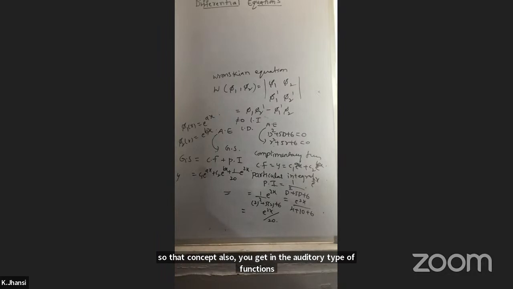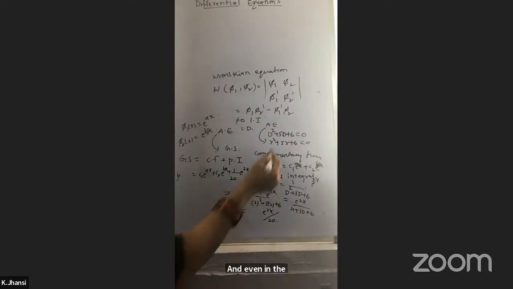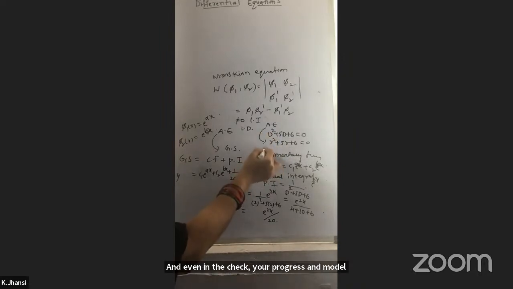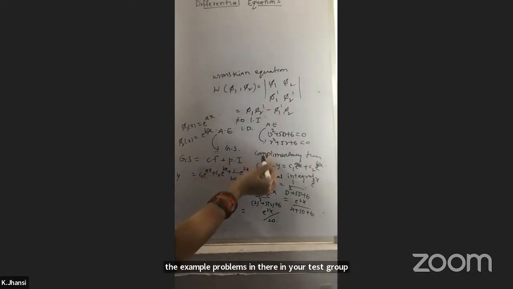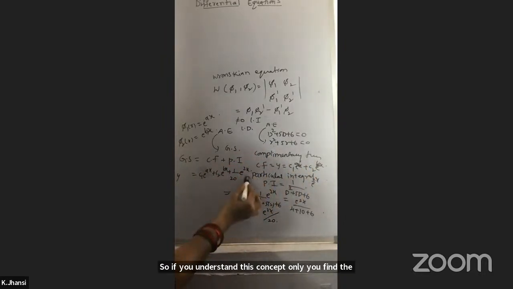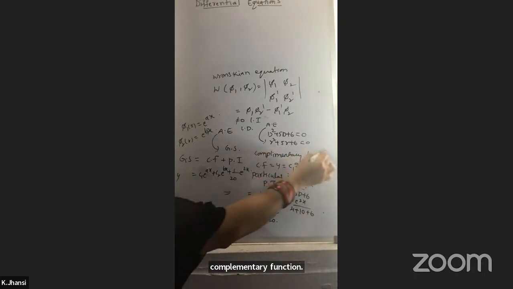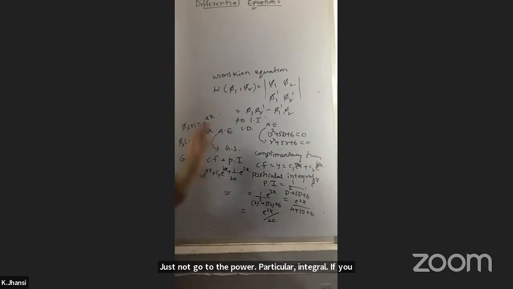You can see the example problems on pages 199, 200, and even in the check your progress and model examination questions. I hope you understood this homogeneous concept. You can solve the example problems in your textbook and the MEQ questions. If you understand this concept, you only find the complementary function, not the particular integral. If you solve these example problems on complementary function, you will score 7 marks.